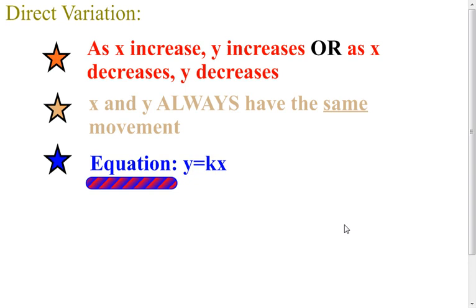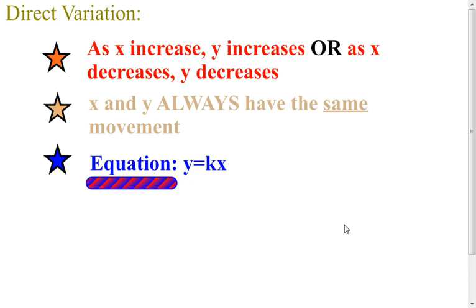So here's an example. The price of a home will increase if the square footage increases. Okay, so they both move the same direction, and the same is true the other way. If the square footage of a house is smaller, the price of the house is generally smaller.